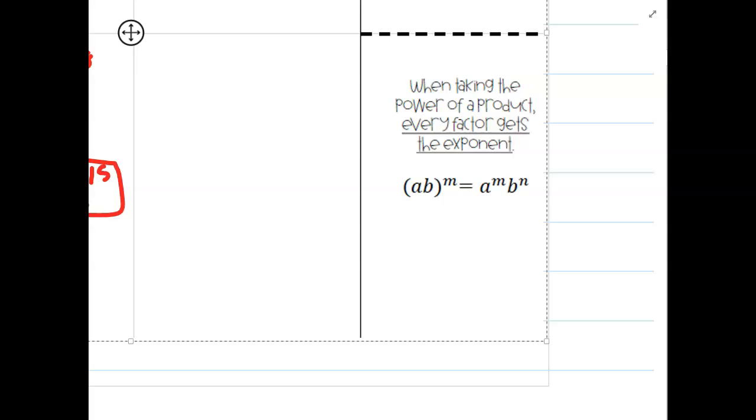Now, the last one is a power of a product, which I think in itself is really pretty simple, but when it's combined with all of the other rules, that's where it can get a little tricky. So, when taking the power of a product, every factor gets the exponent. Every single one. Let me do a simple one first. If I have (xy) squared, notice the parentheses, really important here, because this means I'm squaring everything inside the parentheses. I'm going to take x squared, and I'm going to take y squared.